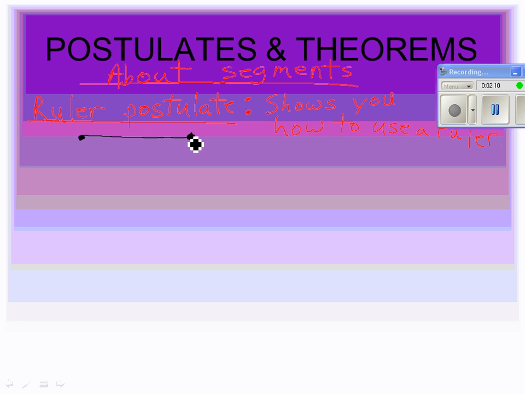So all the ruler postulate does is show you how to use a ruler. I'm going to show you what it does here in a second. If you have this segment, AB, you take the ruler, and the ruler postulate says, you place the end of the ruler, match it up with one of the points of the segment, and then where the other point lies on the ruler tells you the length.